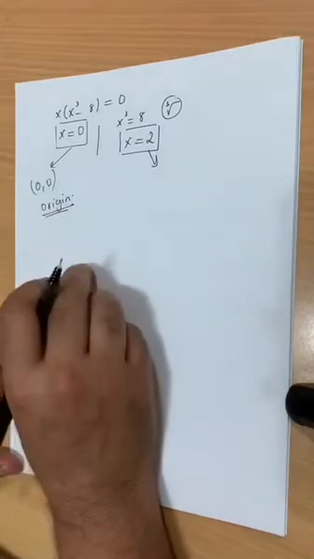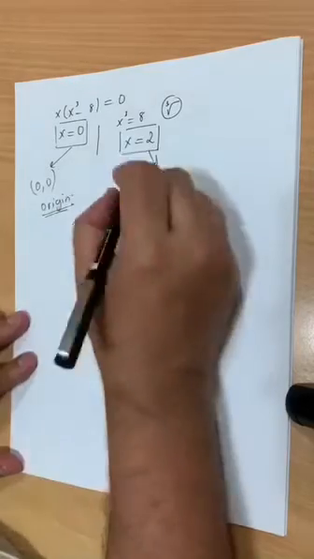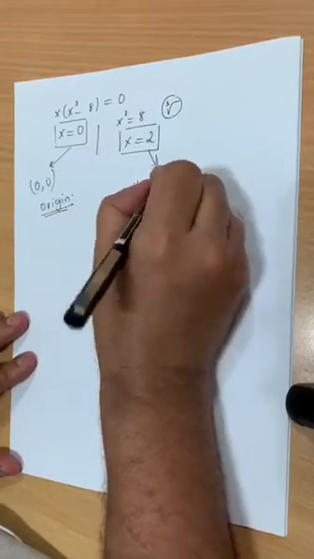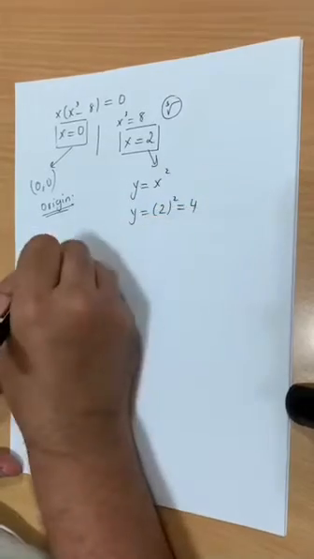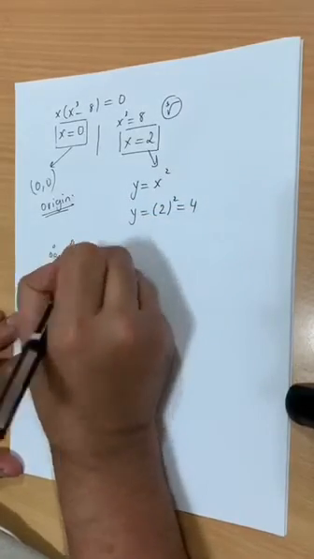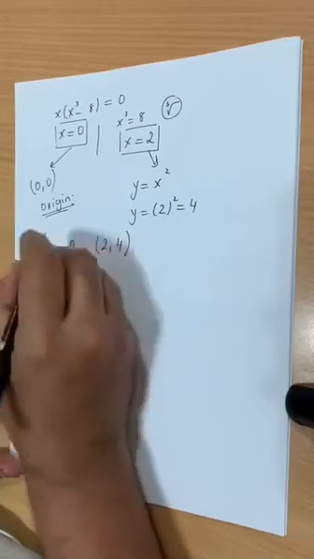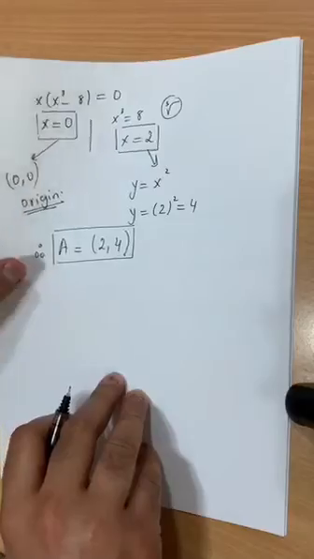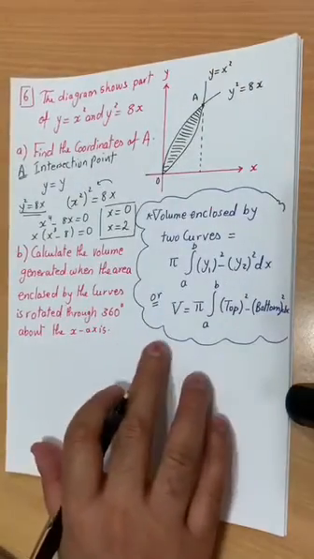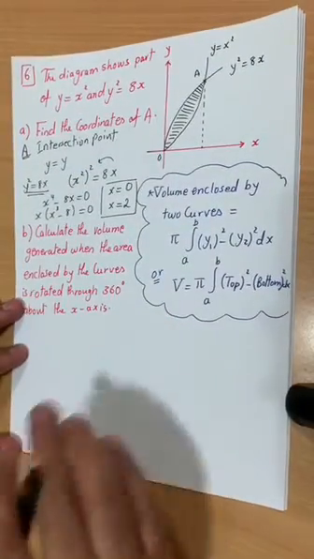So how do you find the y? By replacing that in one of the equations. One of the equations is y equals x squared. So y equals 2 squared, which is equal to 4. Therefore, the coordinates of the point A are 2 and 4. Now we're going to continue on part B. Calculate the volume.